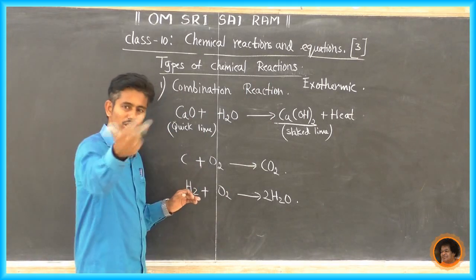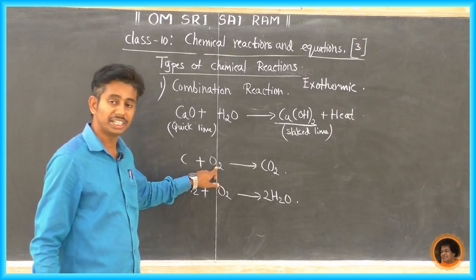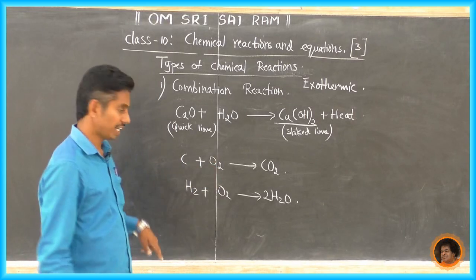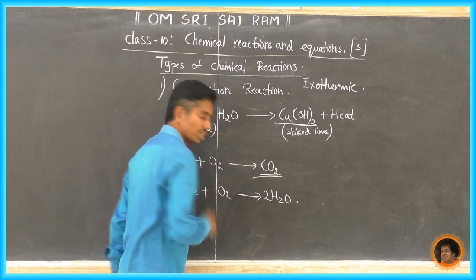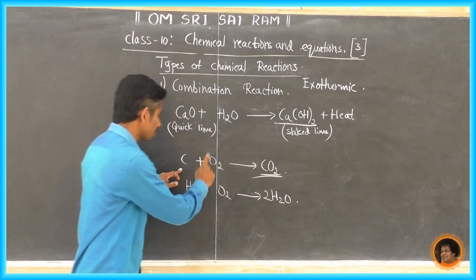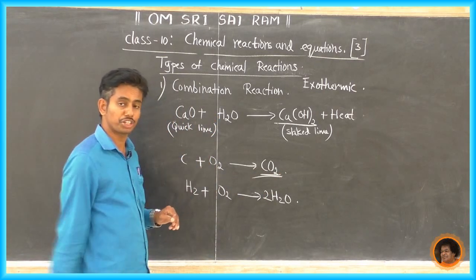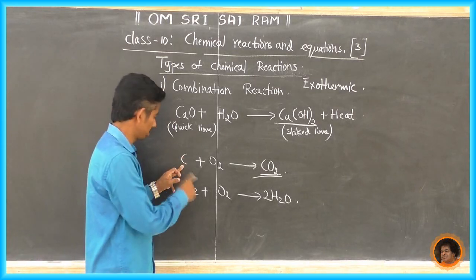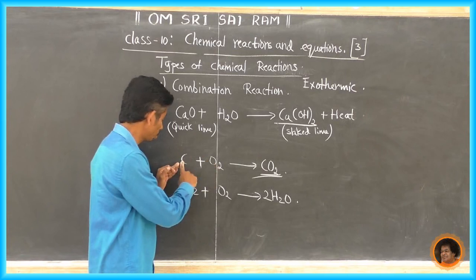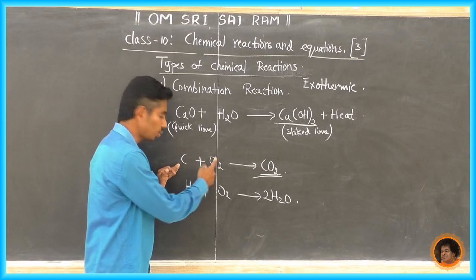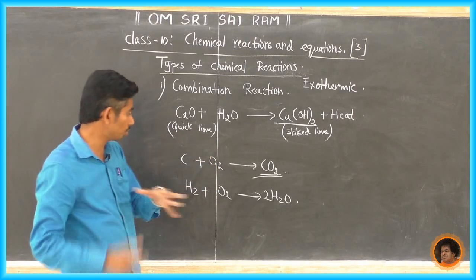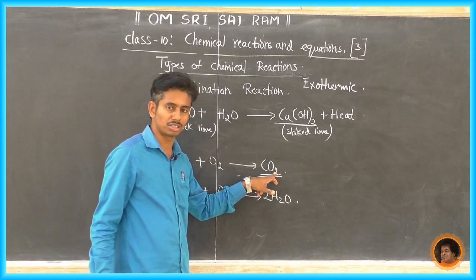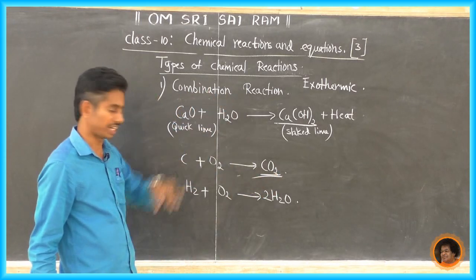Carbon means coal, or coke. If coal is heated with the help of oxygen, it gives carbon dioxide. It is also a combination reaction. Why is it a combination reaction? Because coke, that is carbon, and oxygen, two substances, two reactants, combine to form a single product. Therefore it is a combination reaction.